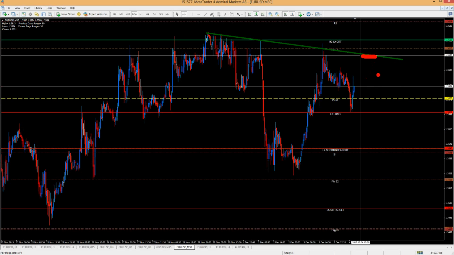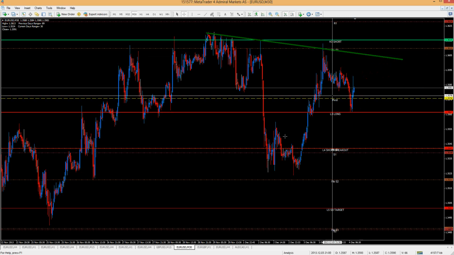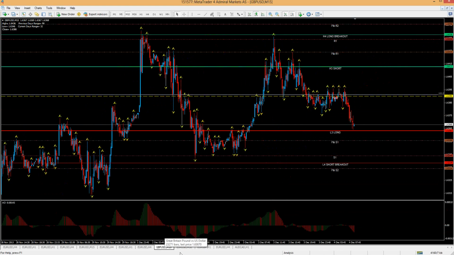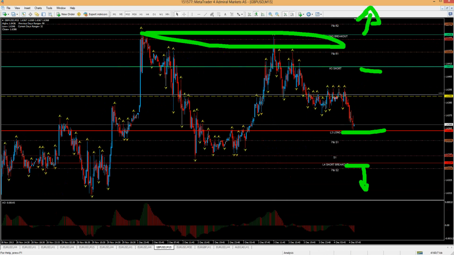The only thing is that if you see a small bull flag like this on the 15, then I would move it to break even, because then there's probably a high likelihood of this. So that's the only thing I would add. This is the Camarilla pivot point indicator. Pound dollar, long here, short breakout here, H3 short here, and H4 long above the top, which makes sense.